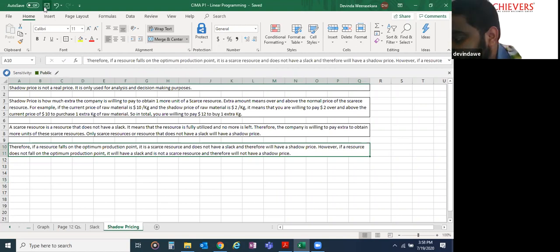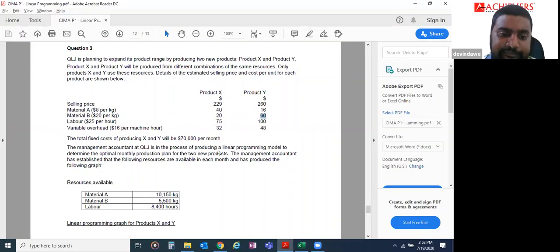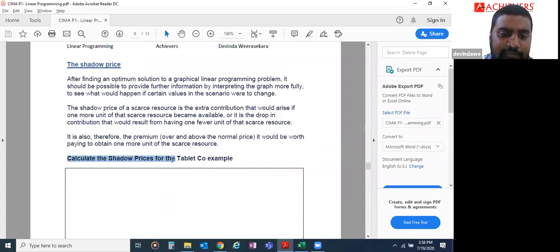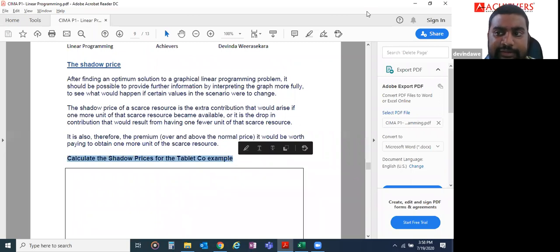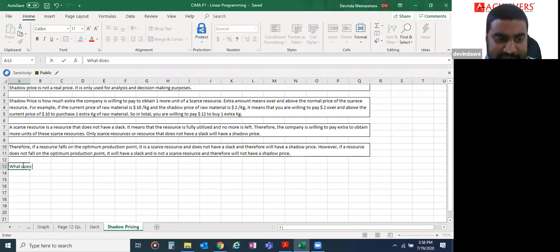So this is the theory about shadow pricing. Now let's do a calculation. Let's calculate the shadow price for the tablet company example. But before that, guys, what is the shadow price? How is the shadow price value arrived at?